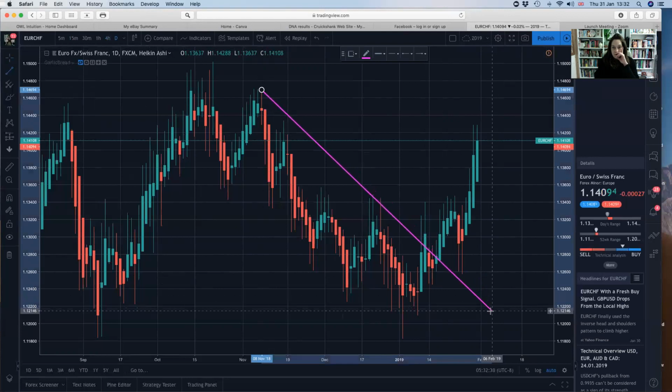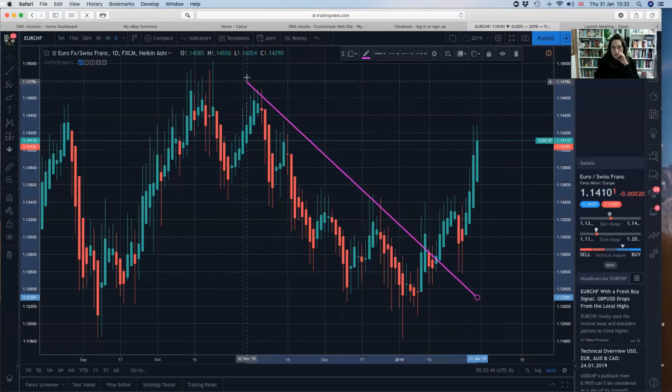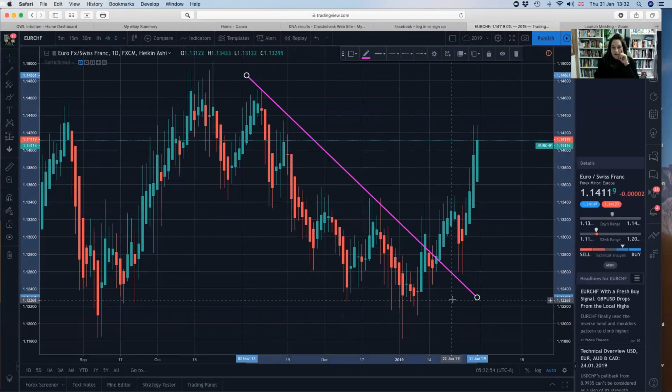Now, when you draw a trend line, you need to draw it where it's touched the most. So if I drop it there, a trend line should be a line that's been hit two times or more. On this trend here, don't forget we're on the daily, it came up, it closed, it hit, and it's gone, and then it's broken through.